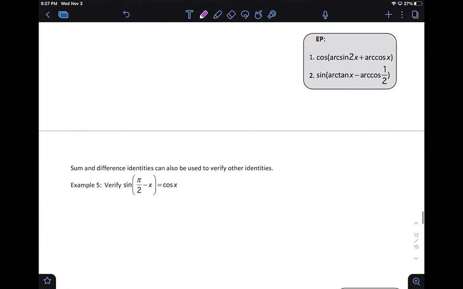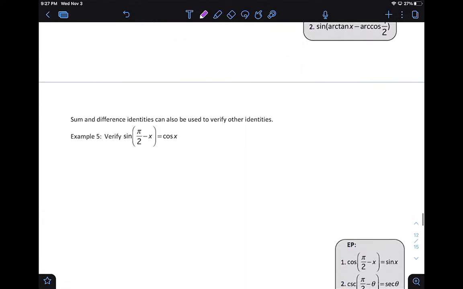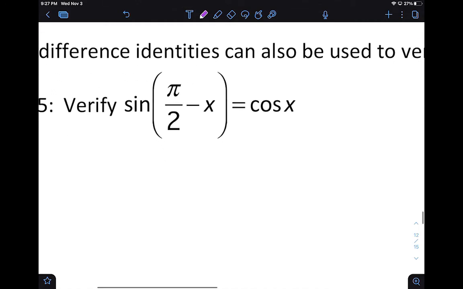Okay, let's keep it going here. We can also use these identities that we've been learning to actually verify. This is one of your cofunction identities right here. Sine of pi over 2 minus x is actually cosine. So we'll go ahead and expand it with sine. I guess we've been doing a lot with sine today.